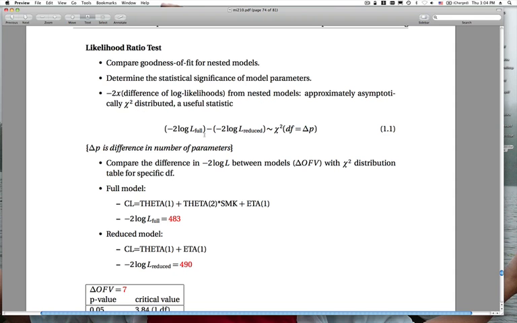So the objective function from the full model, or minus 2 log likelihood, minus the objective function from the reduced model, is approximately chi-square distributed, with degrees of freedom equal to the difference in the number of parameters between the 2 models. So we might compare 2 models to make a statistical inference, or to test the statistical significance of a particular model feature.